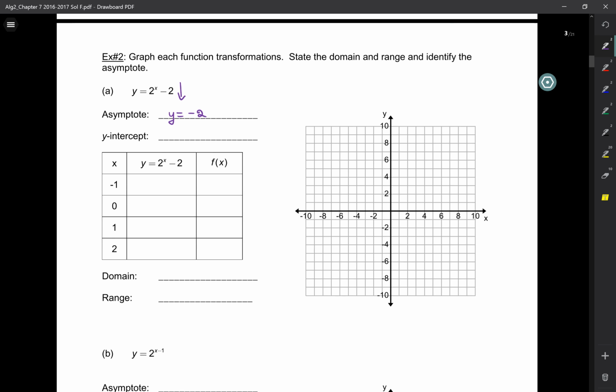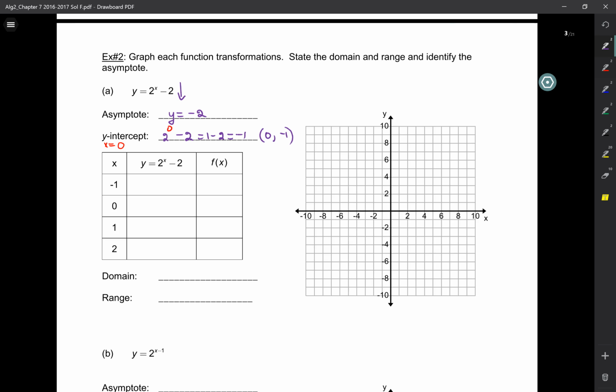Everything moves down. The y-intercept was at what point? X equals what? 0. So let's plug that in. 2 to the 0 minus 2. This is 1 minus 2, which is -1. So it's at 0 comma minus 1.